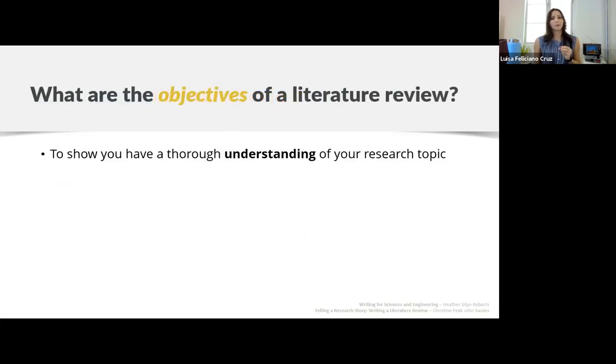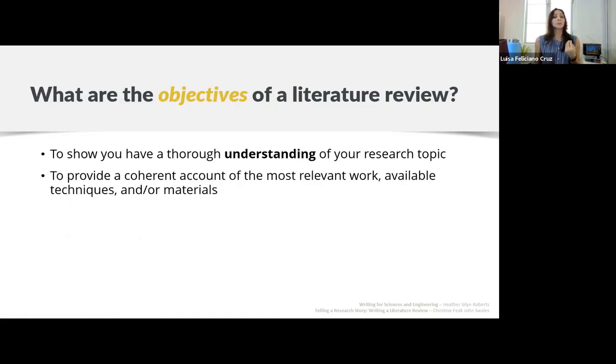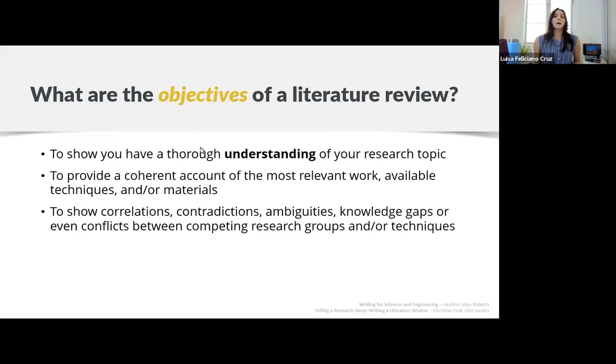So what are the objectives of a lit review? You have to show that you have a thorough understanding of your research topic and you're an expert in your field. You need to provide a coherent account of what has been done, what is currently being addressed, and what needs to be addressed in the future for your relevant area of study or your relevant work. You must also provide accounts on the available techniques, materials, instrumentation being used. You should be able to show if there are any correlations, contradictions, any ambiguities, or knowledge gaps. It can be on research, on techniques, or methods.